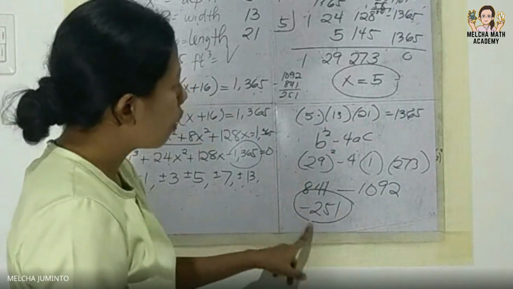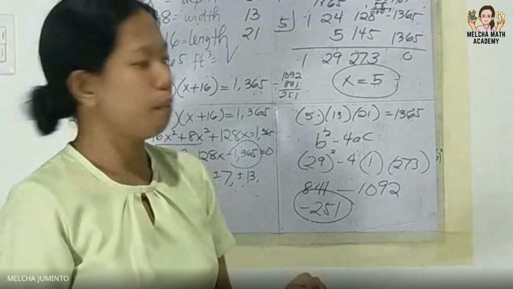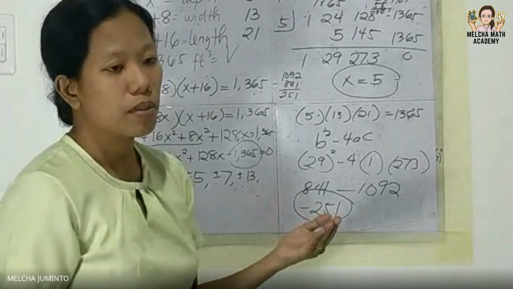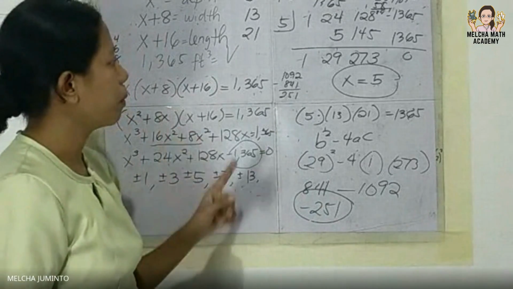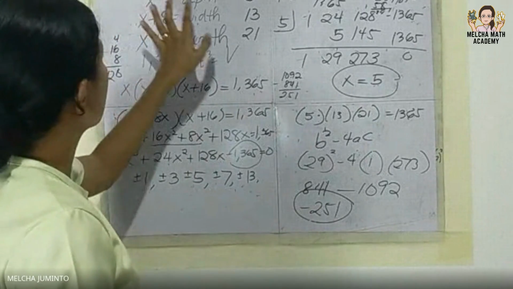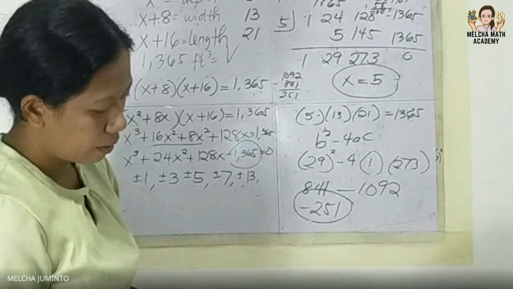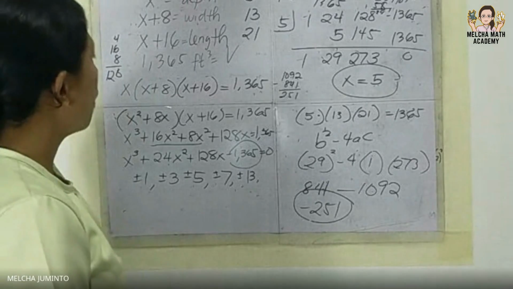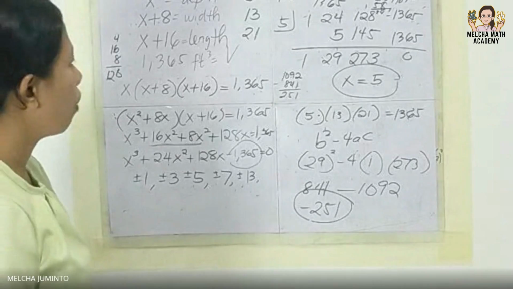So this negative number tells us that the other 2 roots are both imaginary numbers. They can't be the value of x because they are imaginary numbers. It cannot be the dimension of the swimming pool. So 5 is the correct result or value of x. So to answer the question, what are the dimensions of the pool? The pool is 5 feet deep, 13 feet wide, and 21 feet long.